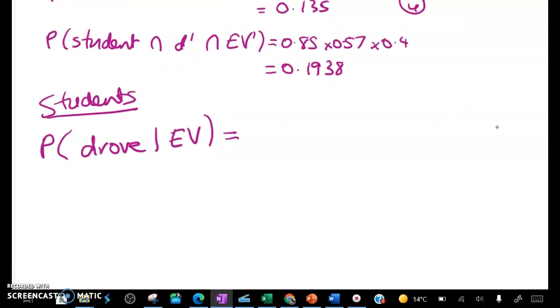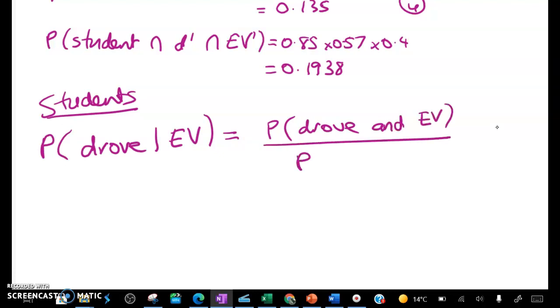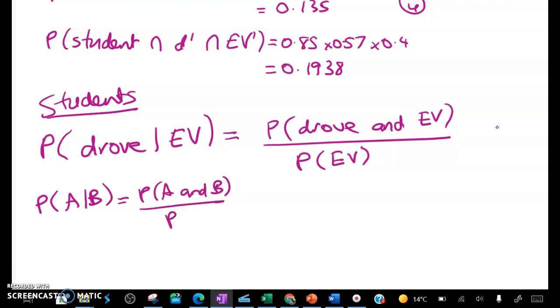Well, I've done that in another video, but what we're saying is how many of them, or what probability was there that they both drove and wanted an EV, out of the ones who wanted an EV. So remember, the definition of a conditional probability is this: the probability of A given B is the probability of both those things happening divided by the probability of B. And now once you've written that definition out, it's pretty easy if you've done your basic work on tree diagrams.